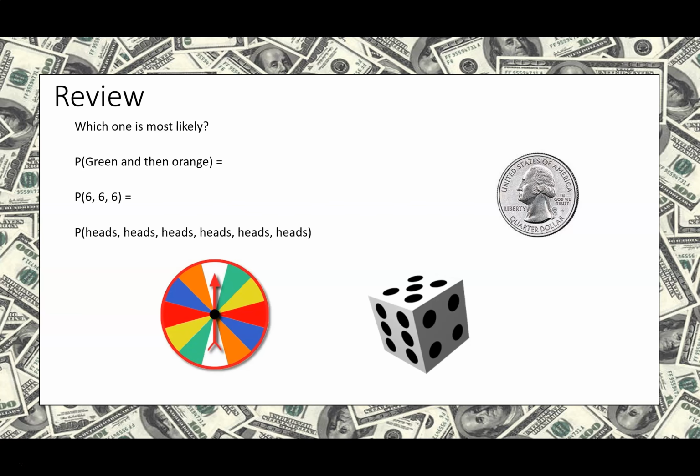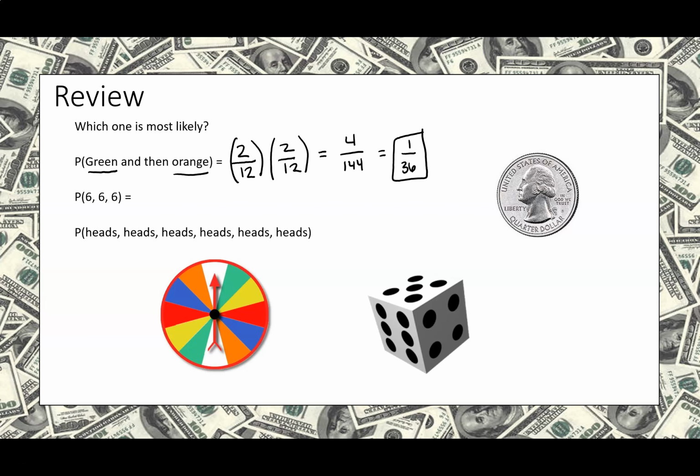So what's the probability of getting a green on the spinner and then getting an orange? Well, the probability of getting a green is 2 out of 12 because there's 2 greens out of 12. And the probability of getting an orange is also 2 out of 12. We could reduce those fractions first or just do it later. Multiplying across, we get 4 over 144, which reduces to 1/36.